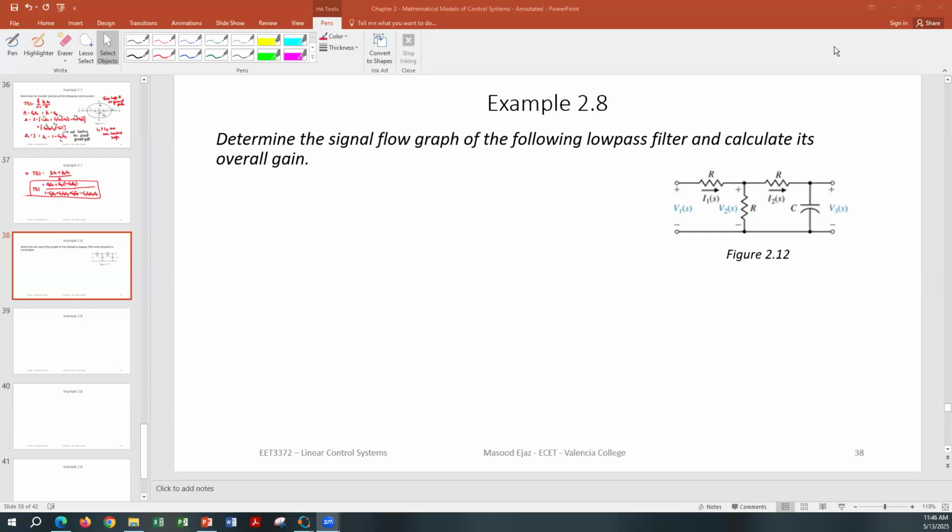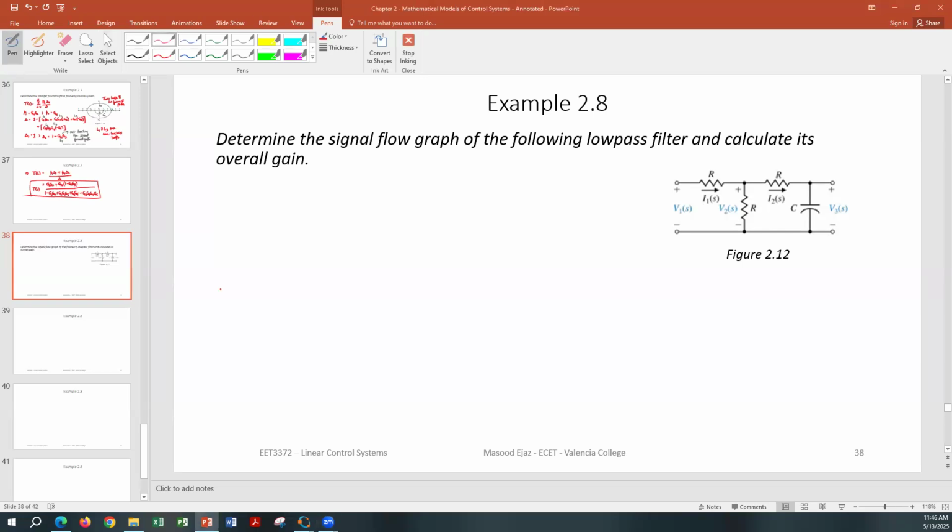All right, guys, this is the last example of this chapter. And in this case, we are given a circuit. It's another low pass filter basically, and they're asking us to draw the signal flow graph of this low pass filter. And then from the signal flow graph, we're going to calculate the overall gain, which is V3 over V1. That's the overall gain.